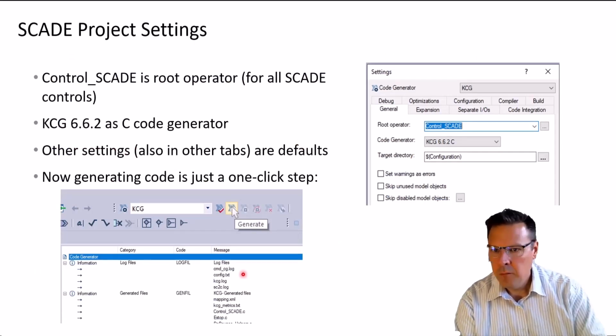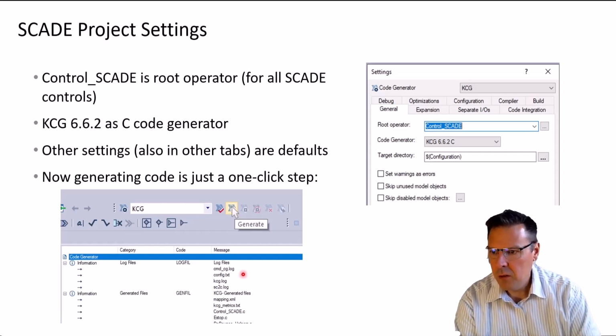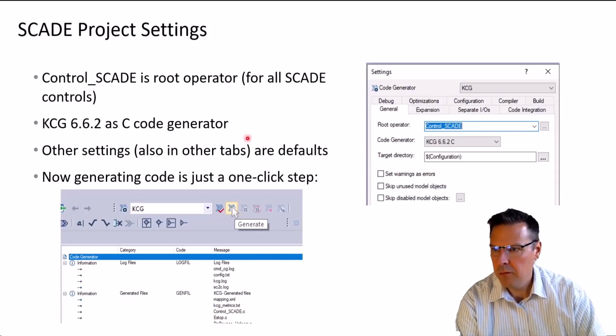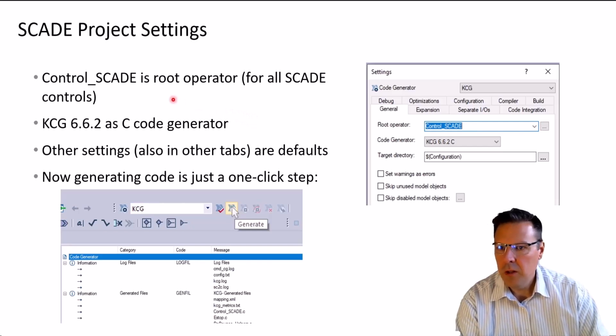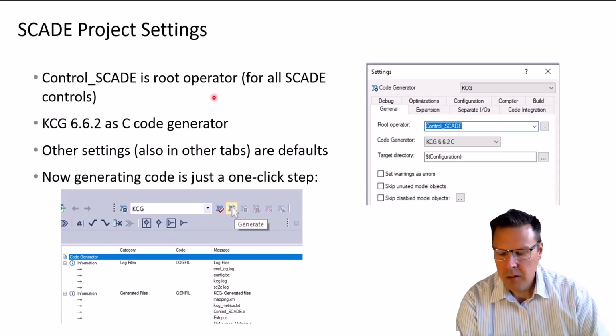Okay, here we have now switched to the SCADE application. So we are now in the SCADE IDE, and we also need to have some settings here. First of all, we have to define our root operator. This is again the entry point. The integration part will call it, and this just needs to be specified here in the settings for the code generator.